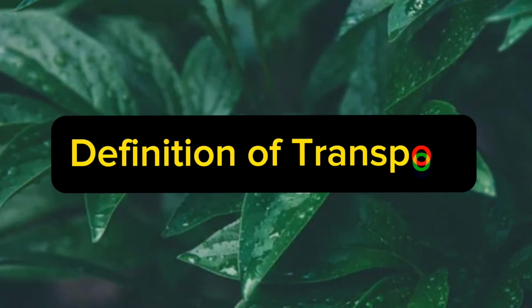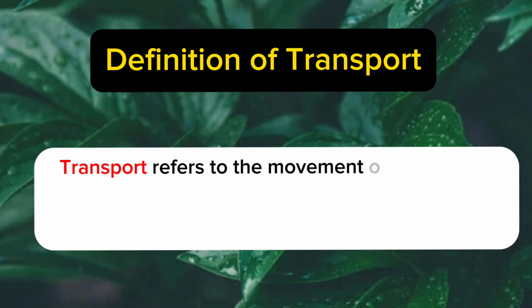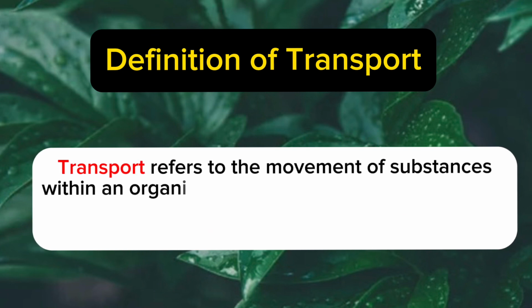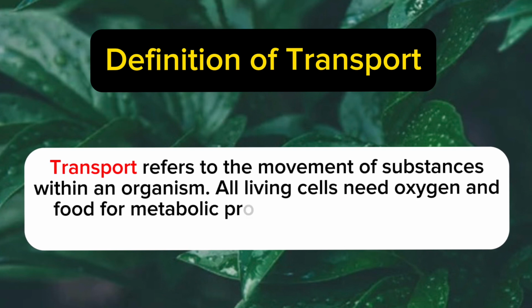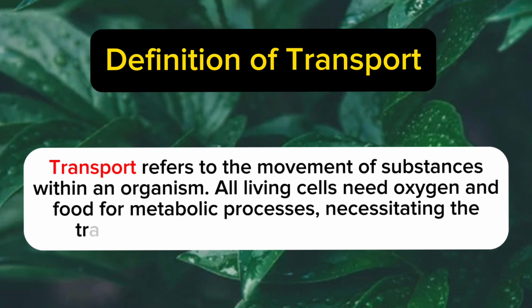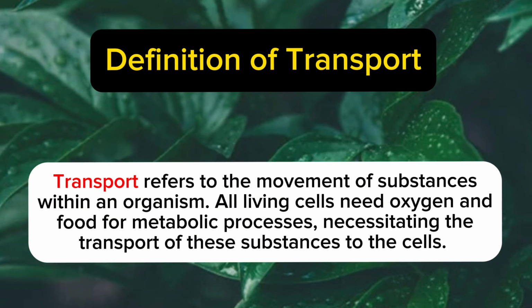So, definition of transport. Transport refers to the movement of substances within an organism. All living cells need oxygen and food for metabolic processes, necessitating the transport of these substances to the cells. So that's basically how you should define transport.